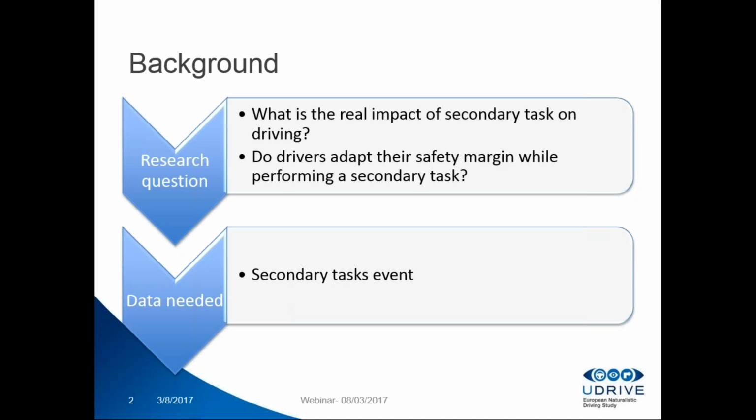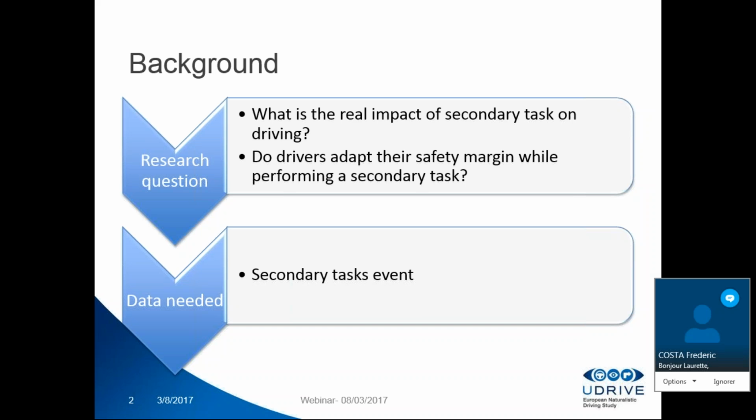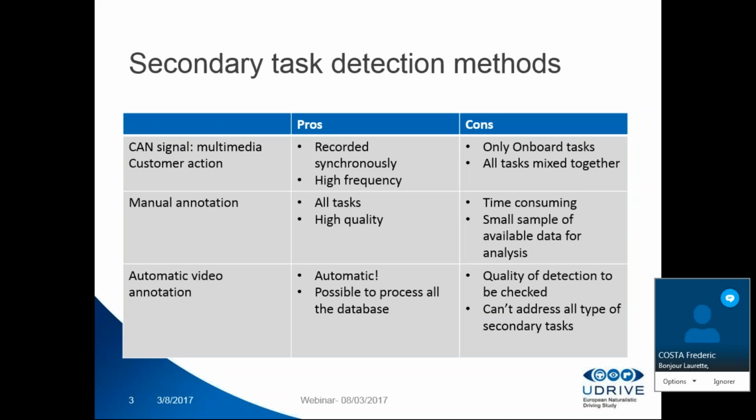In order to do that, we desperately need secondary task events, of course, and this slightly differs from occurrence studies because we really need a lot of samples to be able to provide good quality statistical analysis. So our need is to have as many secondary tasks as possible. It's really easy to find samples where no secondary task is ongoing.